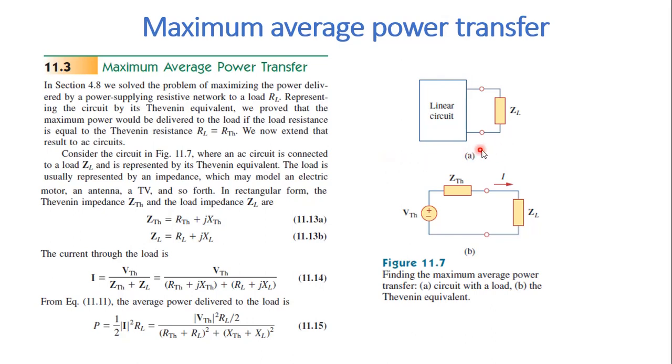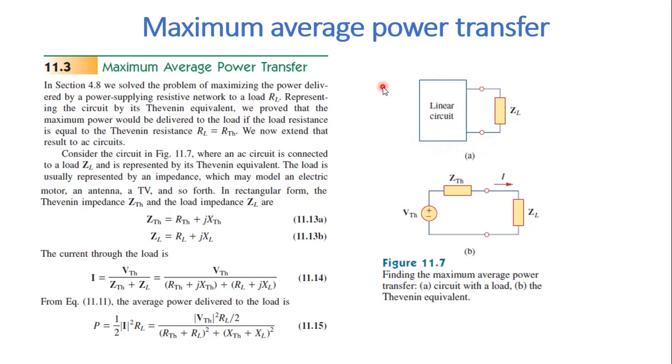So let us consider the circuit given here. We have a linear circuit, which consists of some circuit components: resistors, inductors and capacitors. It is unknown, we are just considering it as a linear circuit, and ZL is the load impedance connected to this circuit. This load device can be anything like an electric motor, an antenna, a TV, etc. Any household appliances or industrial appliances can act as this load impedance.